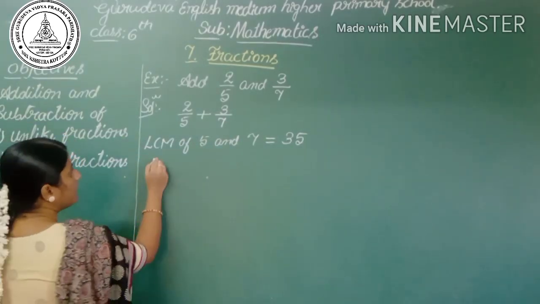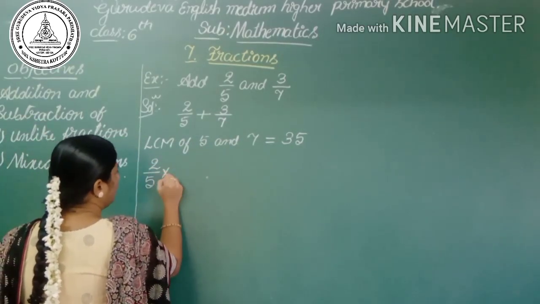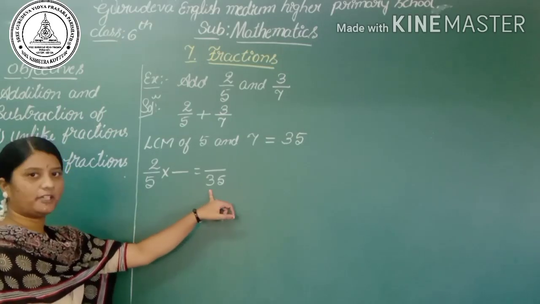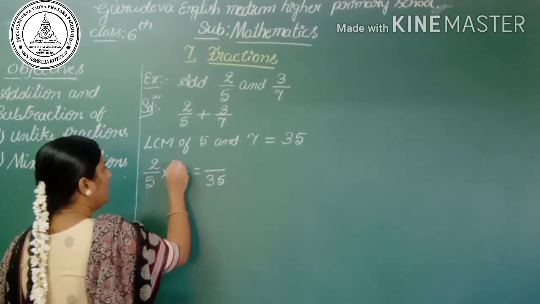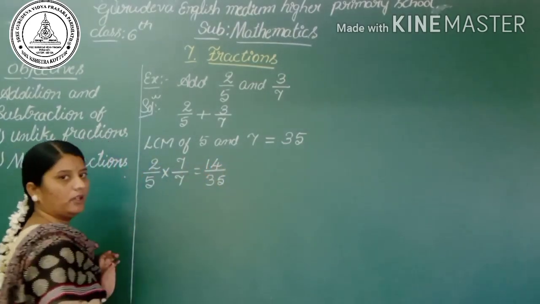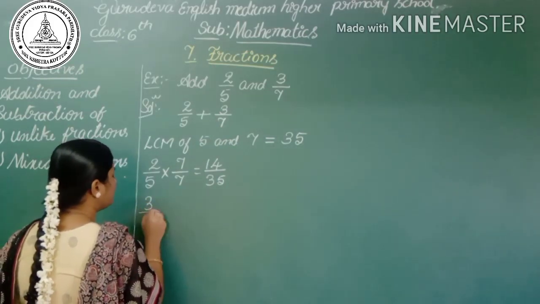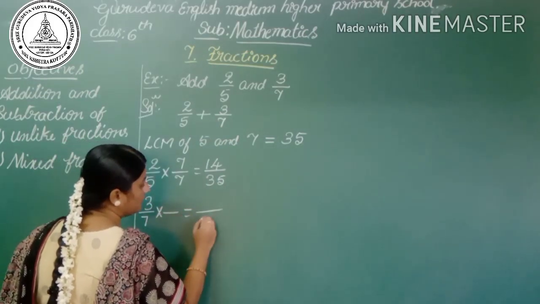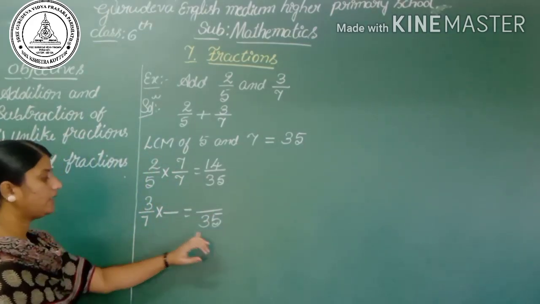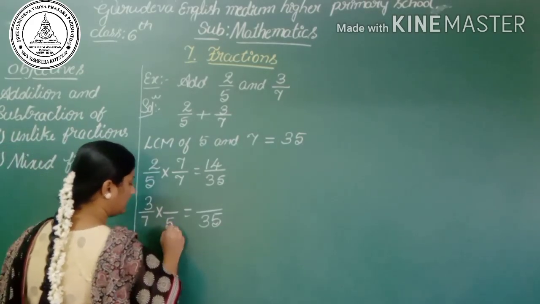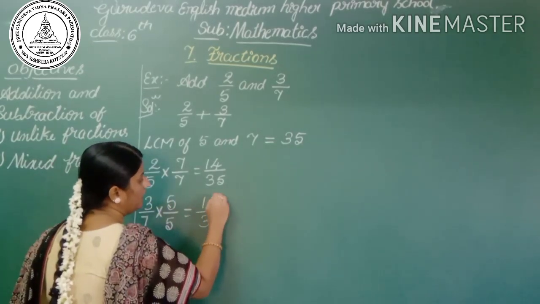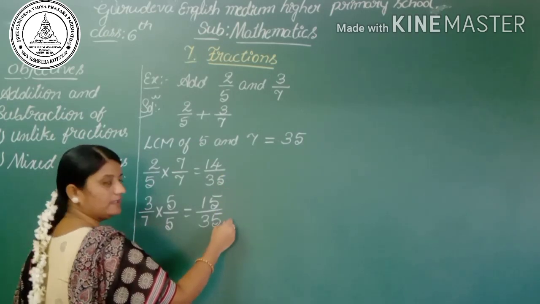First take the first fraction, 2 by 5, and make the denominator 35. 5 times how much is 35? 5 times 7 is 35, so multiply the numerator by 7 as well. 2 times 7 is 14. Then take the second fraction, 3 by 7, and make the denominator 35. 7 times 5 is 35, so multiply the numerator by 5. 3 times 5 is 15.